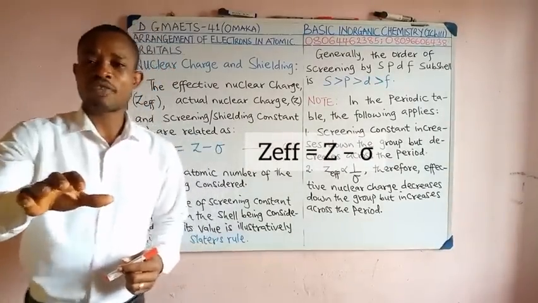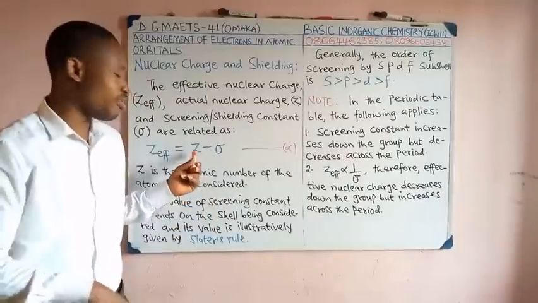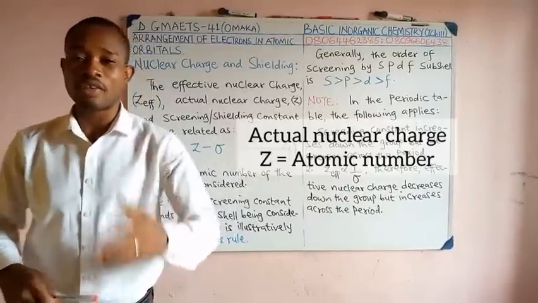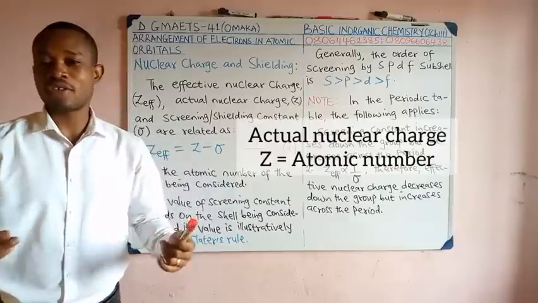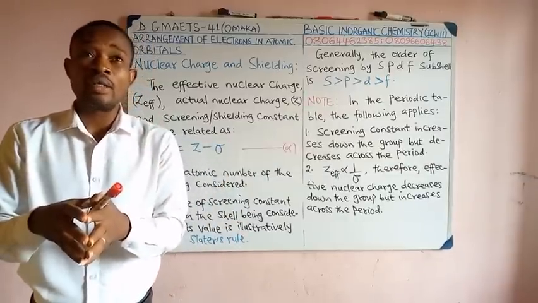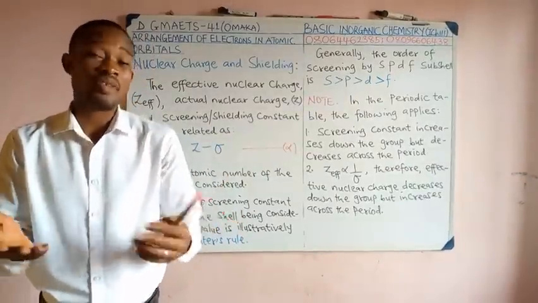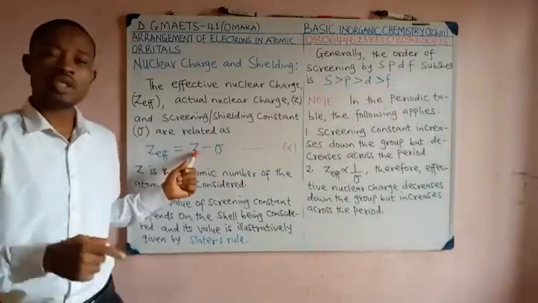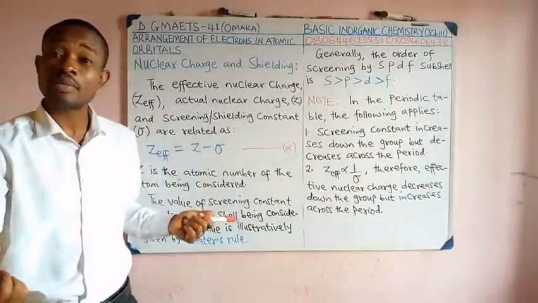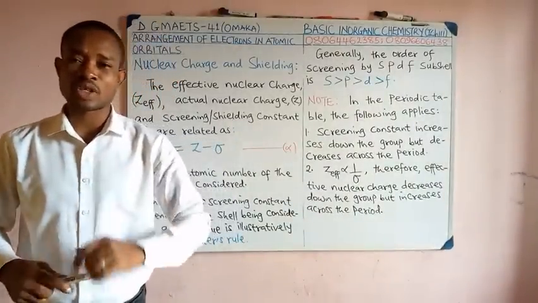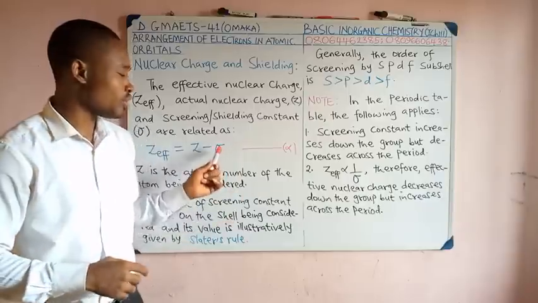In this equation alpha, we do not have a problem getting the value of Z, the actual nuclear charge, because it happens to be the atomic number of the atom we are dealing with. So if we're calculating the effective nuclear charge for the s orbital of, maybe, the atom chlorine, then we know that the actual nuclear charge for chlorine will be 17 because chlorine is atomic number 17. Our problem in using this equation alpha is the determination of what?